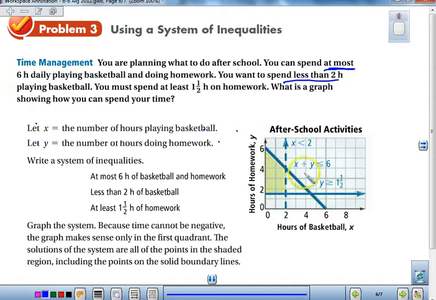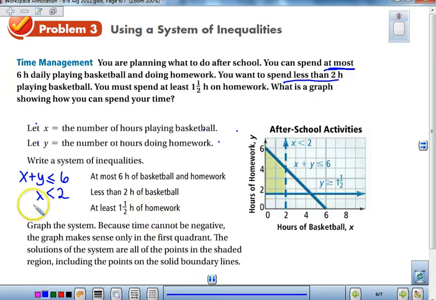So at most means that x plus y is less than or equal to 6. Less than 2 hours of basketball. Well, if basketball is on our x-axis, x is basketball, we are going to write that as x has to be less than 2. At least 1.5 hours of homework.